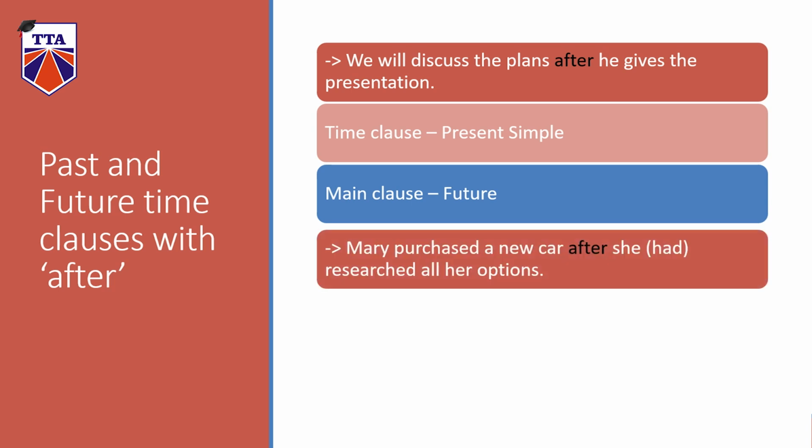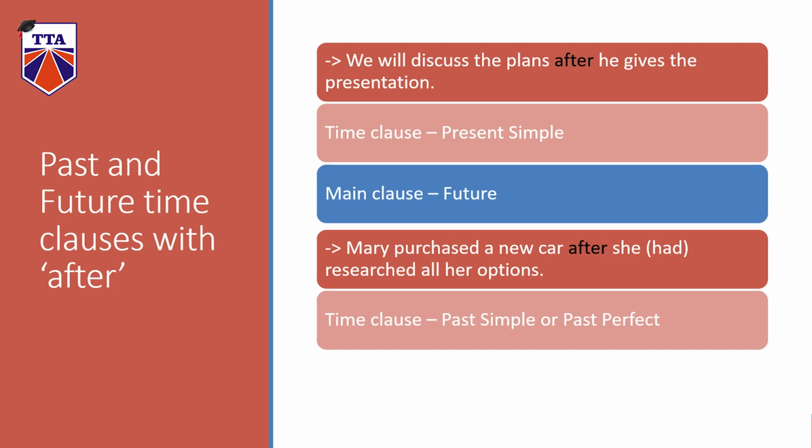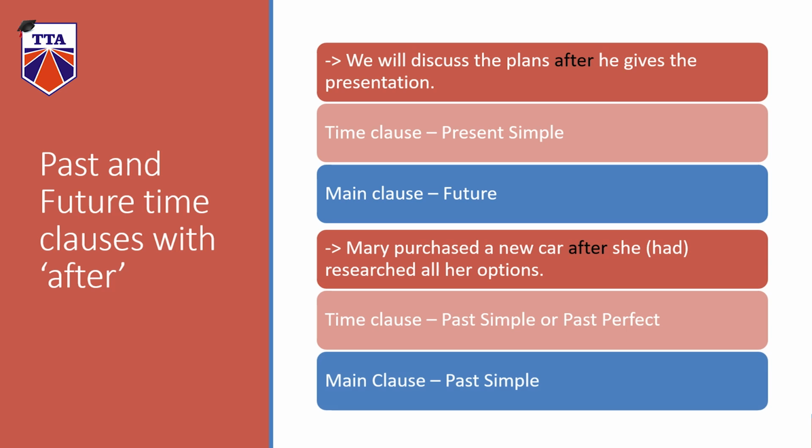Furthermore, in the next example, Mary purchased a new car after she had researched all her options. So you can see that the time clause, after she had researched all her options, expresses the time. It is in past tense, or you can say it is also in past perfect tense. The main clause is Mary purchased a new car. You can see it is in simple past tense.